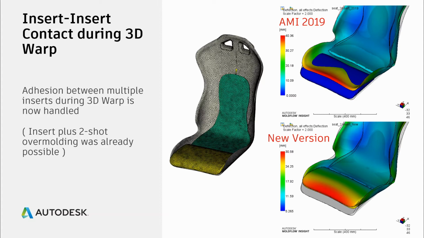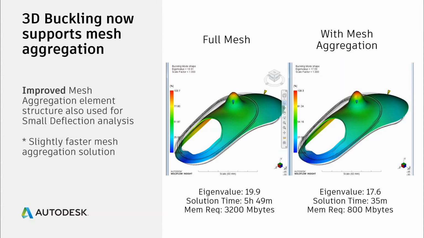The final enhancement that I'll show you today in the area of shrinkage and warpage is an improvement to the 3D buckling prediction, as this has now been enhanced to allow the mesh aggregation algorithm to be used. The mesh aggregation algorithm is a strategy we use to speed up the calculation of deflection results in 3D, rather than doing the structural finite element analysis on the full flow analysis mesh. We use a simplified mesh with reduced numbers of elements.